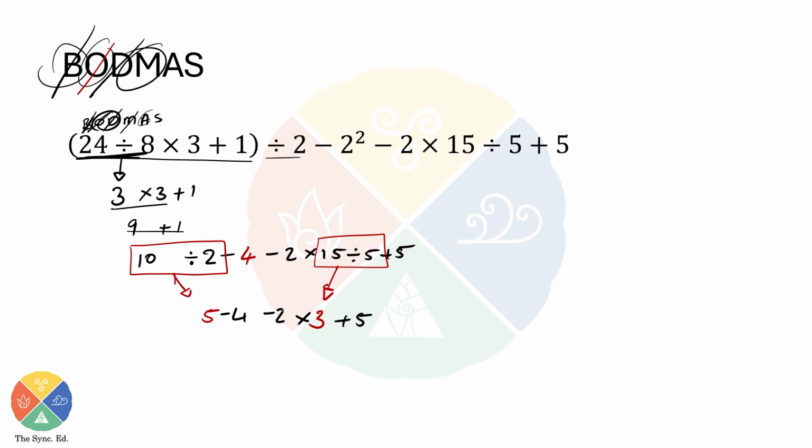Now we will do multiplication. There is only one multiplication. 2 into 3, that gives you 6. Copy paste everything else. Multiplication is done.